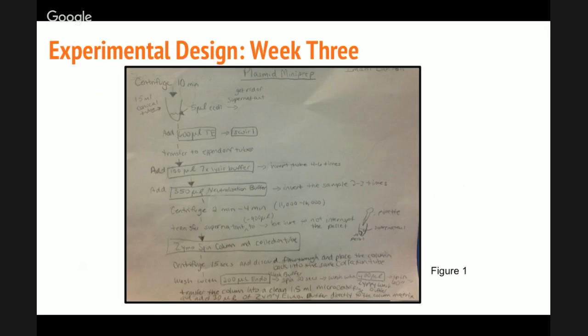The experimental design for week 3, which is also our intro experiment, calls for us to isolate plasmid DNA from 3 E. coli strains using the plasmid mini-prep kit. And then we were also required to measure the concentration and quality of DNA in the samples using the nanodrop instrument, which is what this chart is explaining.